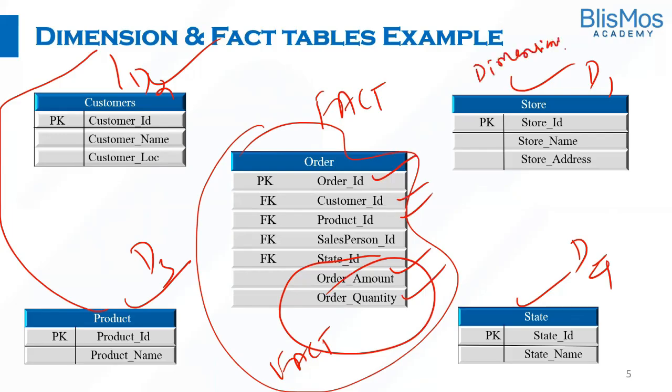So what we do here is each of the tables should have a primary key. Customers has a customer ID as a primary key, and product has a product ID as a primary key. The primary key of these individual dimension tables becomes a foreign key of the fact table. That way, depending on the analysis we are trying to do, we can always join the relevant tables and get our information.